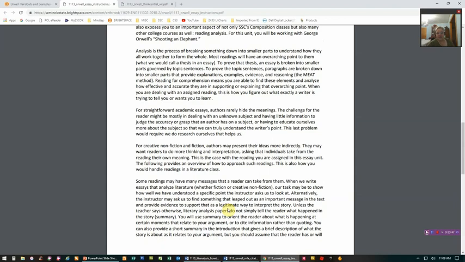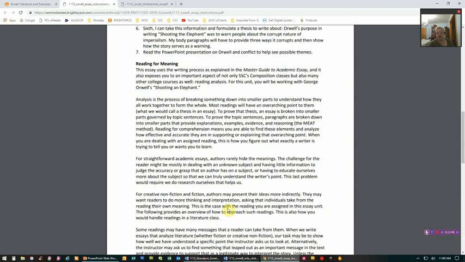And again, you can see lots of other tips here about how we analyze, the idea that oftentimes authors are very cryptic, right? They don't want to necessarily come right out and tell you. They want to hint at it. They want you to work for it, right? That's one of the differences in literature and actual essays.